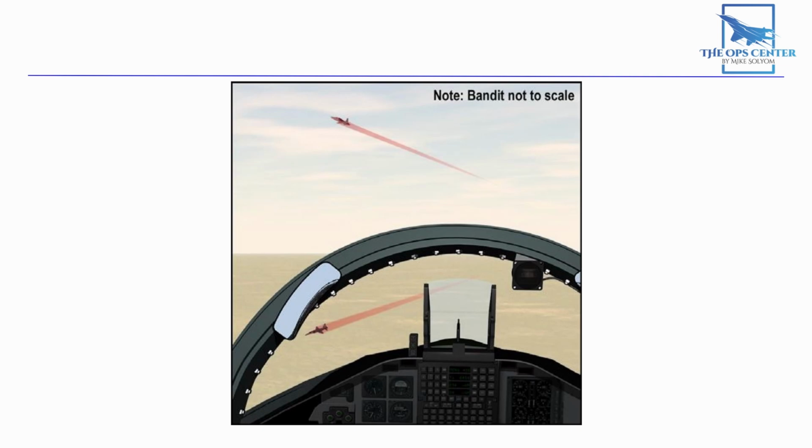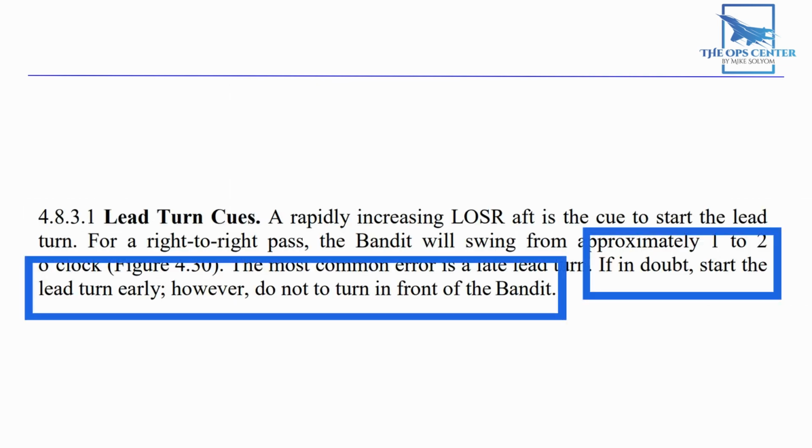Just like with offensive BFM, we have a visual cue to let us know when it's time to turn. For a left side pass, it will be a rapidly increasing LOS rate from 11 to 10 o'clock. This would be from 1 to 2 o'clock for a right side pass. For reference, 1 o'clock and 11 o'clock are just inside the canopy bow. The most common error here is a late lead turn. As the manual states, if in doubt, start the lead turn early. However, do not turn in front of the bandit.